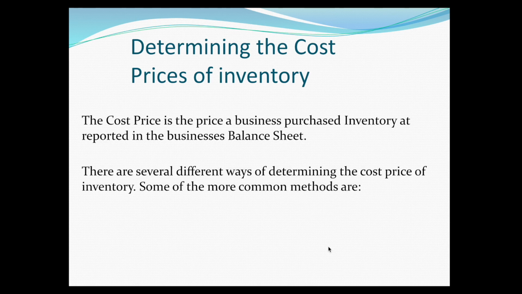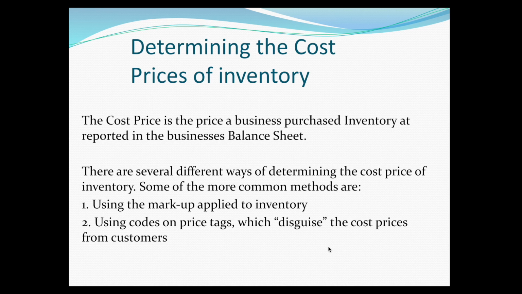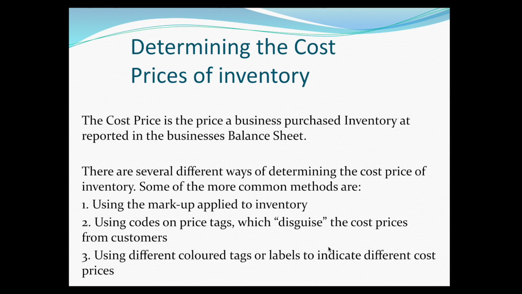There are several different ways of determining the cost price of inventory. Some of the most common methods are using the markup applied to an inventory. Like we mentioned before in Chapter 12, we looked at a percentage markup. So that's one of the methods. The second one is using codes on price tags, which disguise the cost prices from customers. I guess you've seen that a lot in stores like IKEA, Kohl's, etc. And then finally, using different colored tags or labels to indicate different cost prices. Again, that's pretty common.